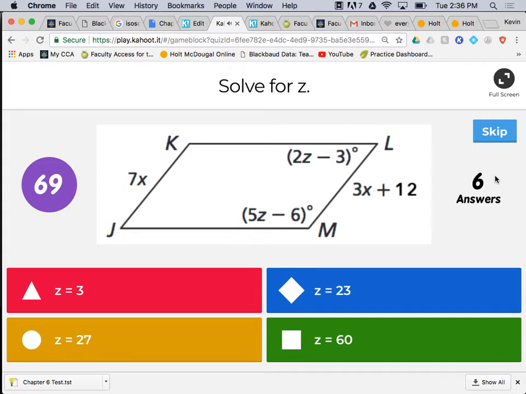Look. 5z minus 6 plus 2z minus 3 equals 180, since they're supplementary, right? This is like this one and this one. So you combine like terms: 5z plus 2z equals 7z. Minus 6 minus 3 is minus 9. 7z minus 9 equals 180. Add 9 to both sides. You get 7z equals 189. And then you divide by 7.